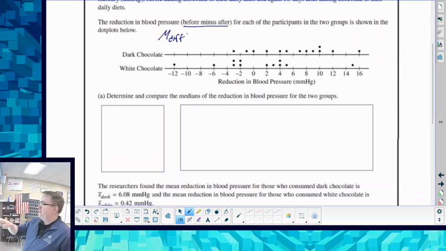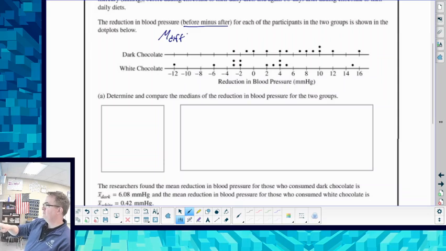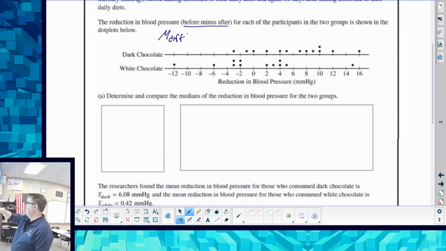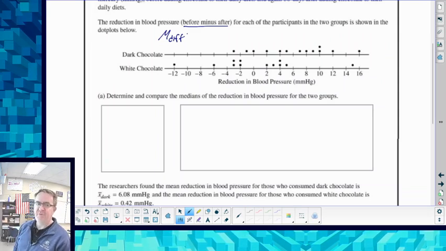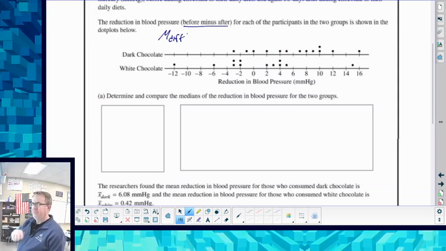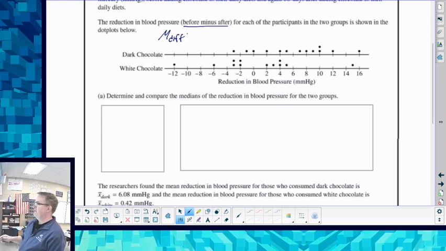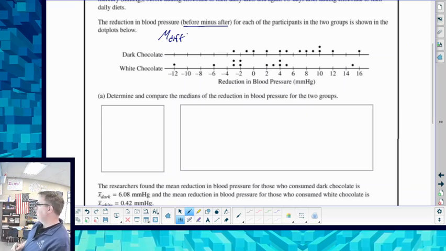Now in this case, they have all of the blood pressure data out here. It looks nothing super skewed. Maybe a couple of outliers, but they're not even going to ask us to get there, so don't get too far ahead of yourself. Determine and compare the medians of the reduction of blood pressure.